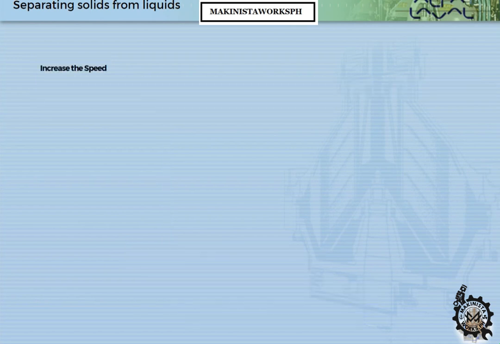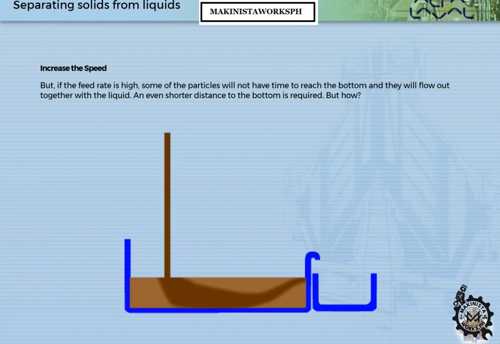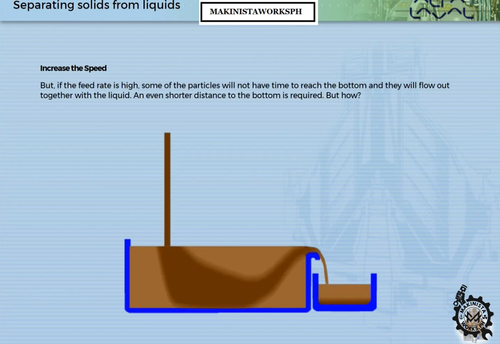Increase the speed, but if the feed rate is high, some of the particles will not have time to reach the bottom and they will flow out together with the liquid. An even shorter distance to the bottom is required. But how?